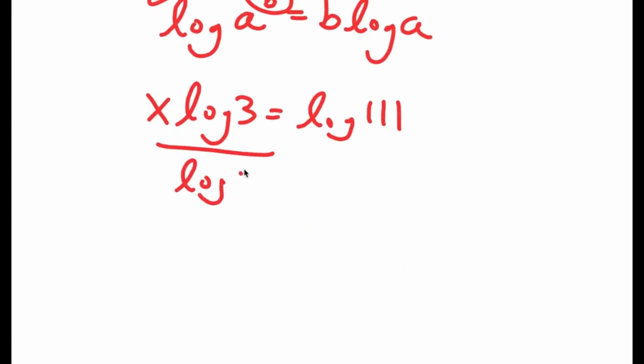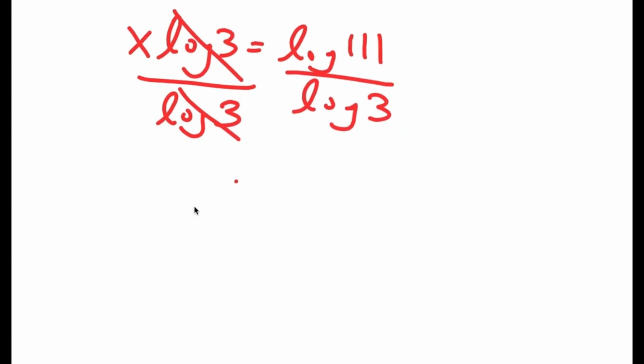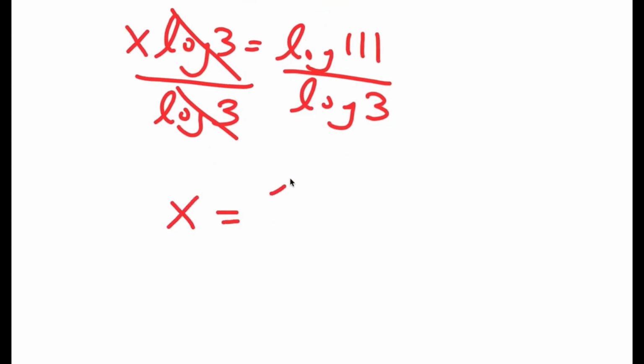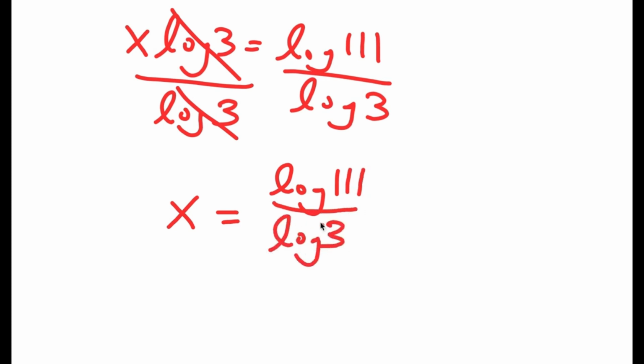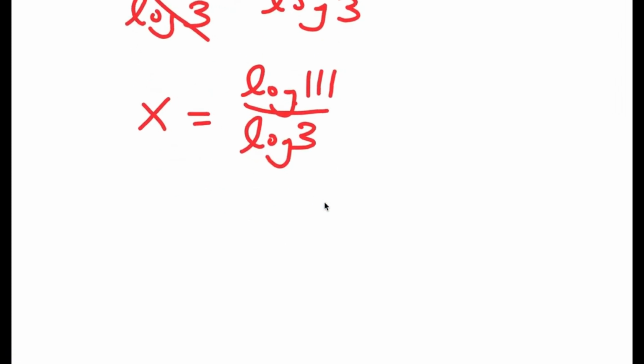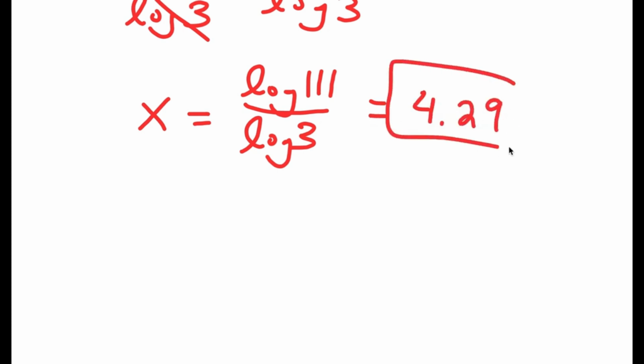Now if I divide both sides by log 3, these two cancel out, and I get x is equal to log 111 over log 3. Now, I can write my solution in two ways. The first of which is to actually divide log 111 by log 3. So log 111 divided by log 3, this is equal to 4.29. So this is one way I can write my solution.